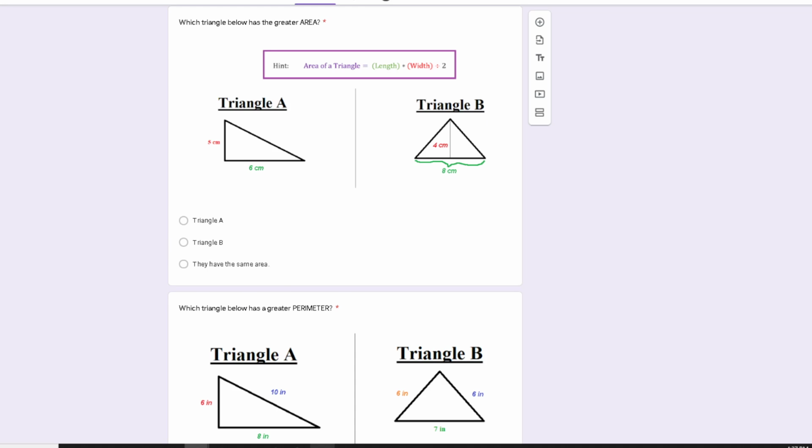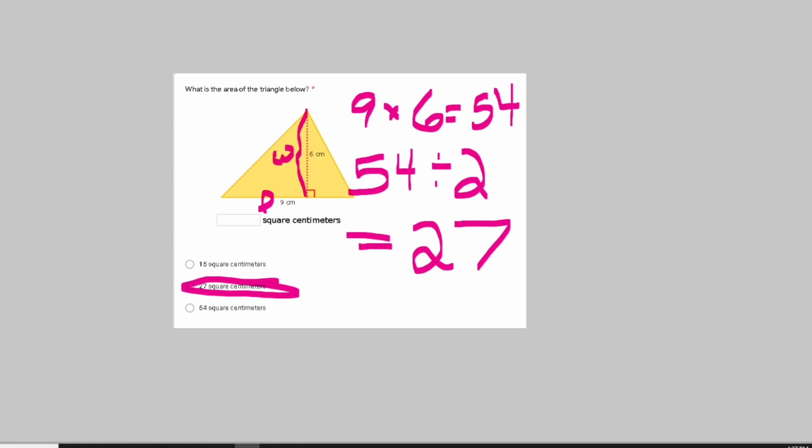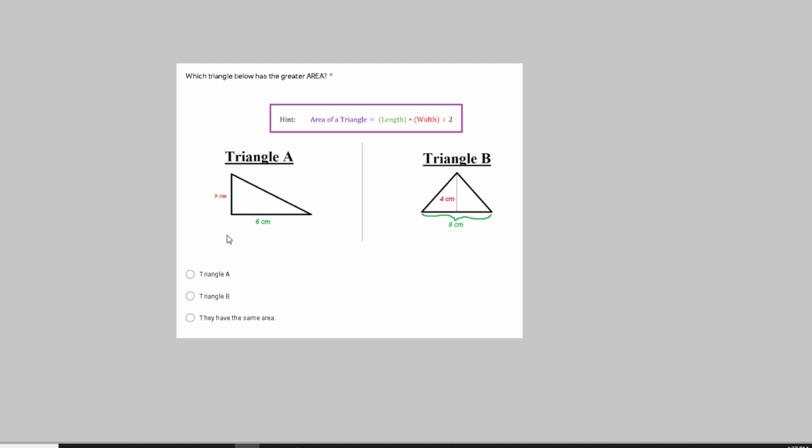So now if you go through and find it properly, you would do 5 times 6, 30.